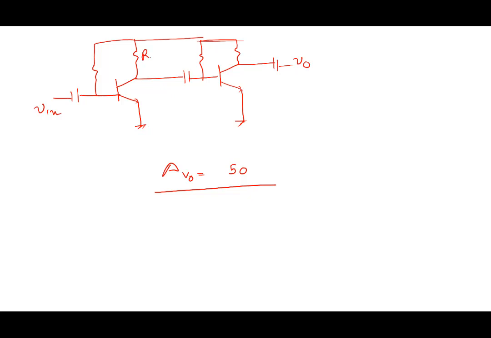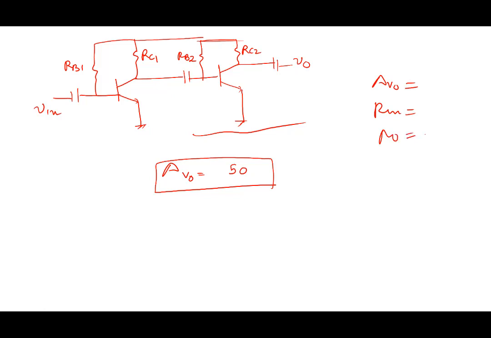In general, this need not be true. So you'll put RC1 here, RB1 here, RC2 here, RB2 here, and now you will have to decide how will you design this amplifier. Note that if I tell you for a stage like this, if I tell you AV0 and I tell you Rn and I tell you R0, would you be able to design the amplifier? For a single stage, would you be able to do?